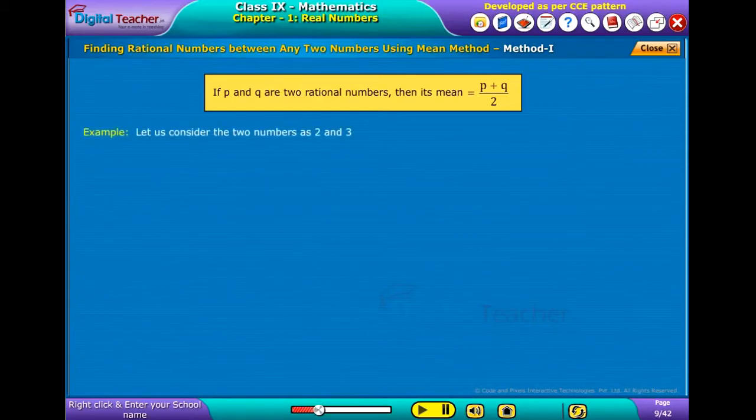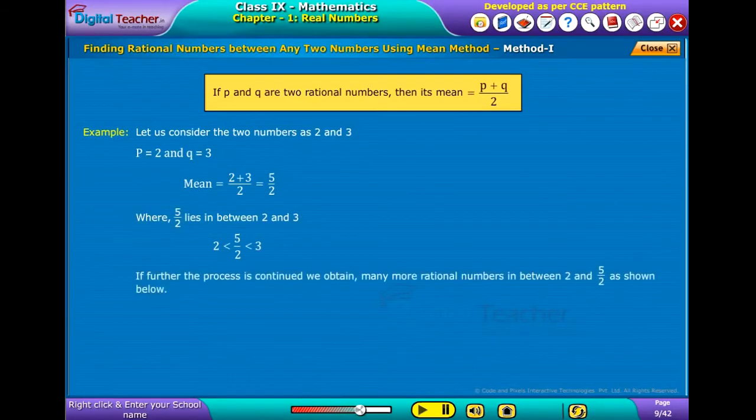Let us consider the two numbers 2 and 3. Here P is equal to 2 and Q is equal to 3. Then the mean of these two numbers is 5 by 2, which lies in between 2 and 3. If the process is continued further, we obtain many more rational numbers in between 2 and 5 by 2, as shown below, where 2 is less than 9 by 4, less than 5 by 2, less than 3.